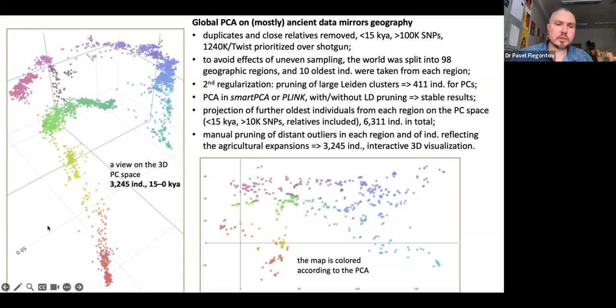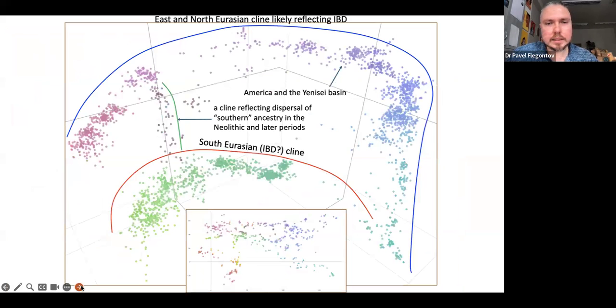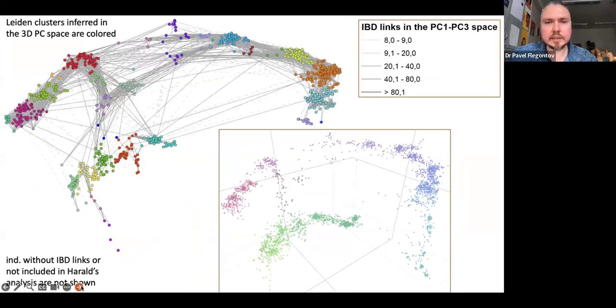Then we can actually construct a PCA like this, where there's a very good correlation between geography and position in PC space, much, much better than on regular PCAs, and similar to what we see for variational autoencoders on modern data.